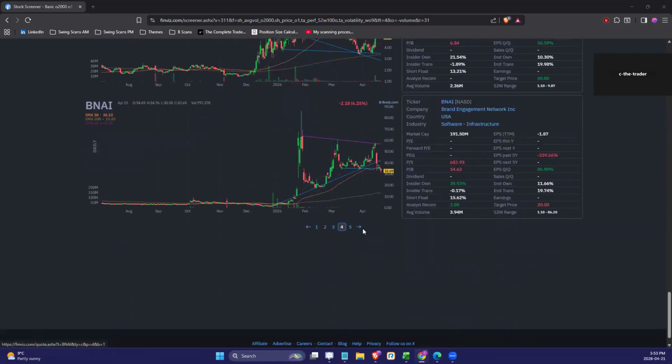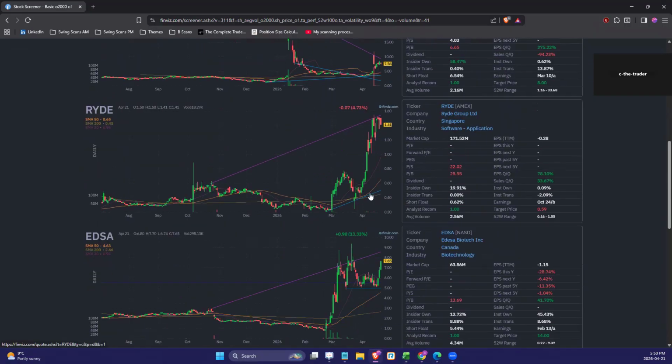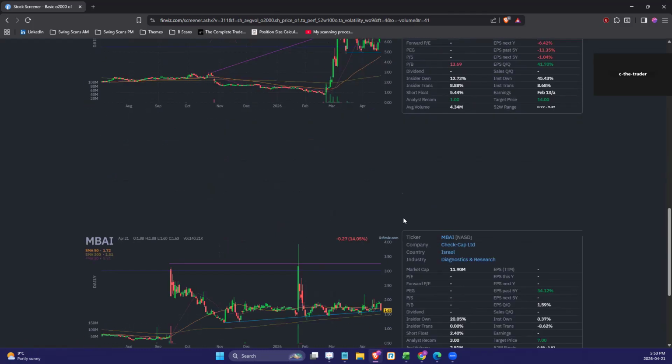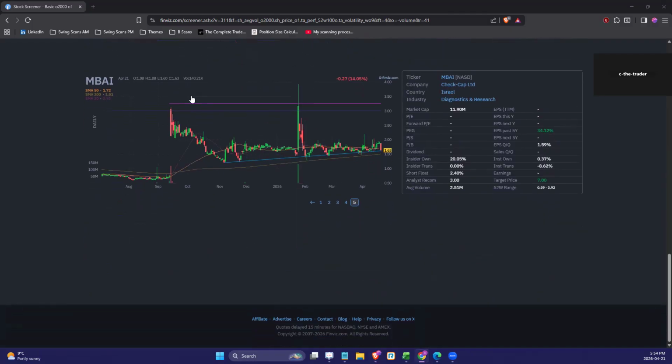Micron, no, no, no. Ride, huge move up. I think it's really not liquid though. Oh, EDSA had really nice continuation. You can see here. That was nice. Ride, I'm going to add Ride. Yeah, it's really low liquidity actually. Average dollar volume is 4 mil. You shouldn't even touch that, honestly.